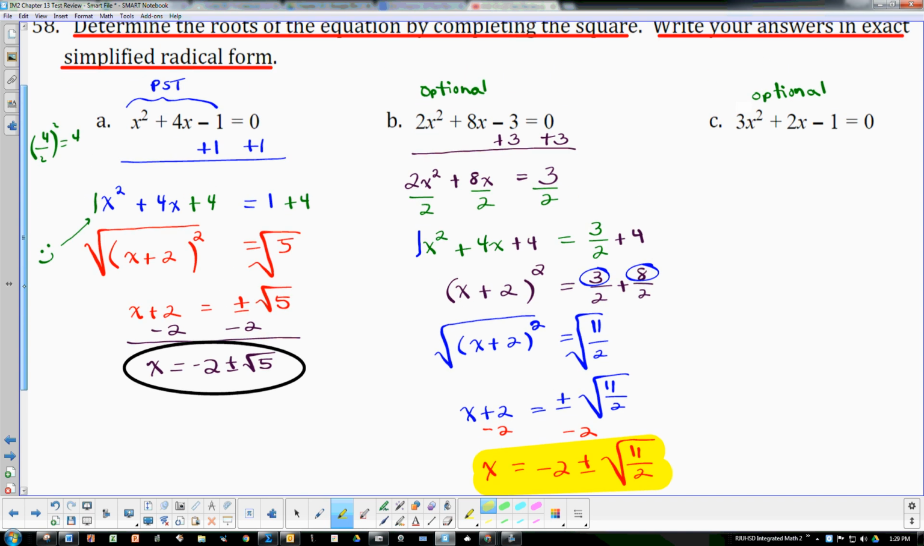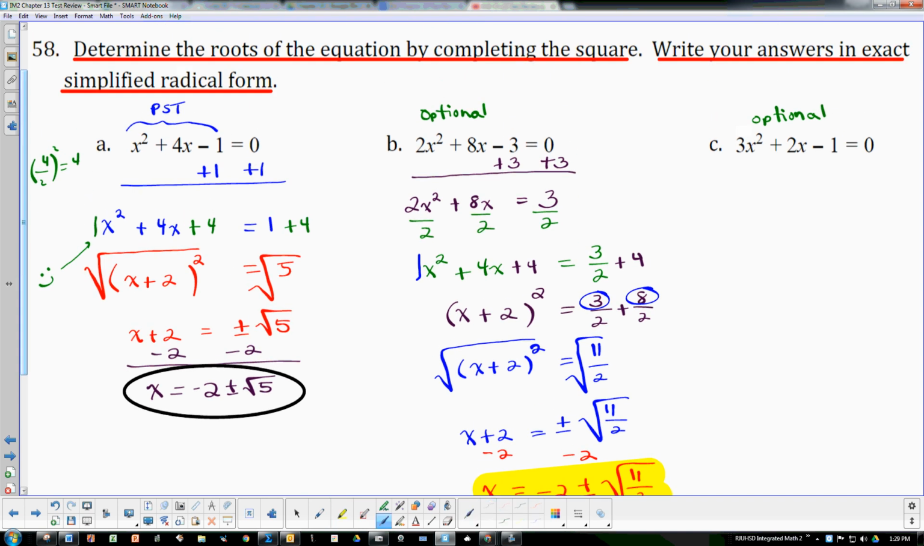Okay, next one, part C. Same type of thing. We're going to add 1 to each side. I have 3x squared plus 2x, and that's equal to 1. Well, you'll notice that I do not have a leading coefficient of 1. How about right here? I want that to be a 1, so I'm going to divide by 3. Divide by 3, and divide by 3. This is going to be x squared plus 2/3 x is equal to 1/3.